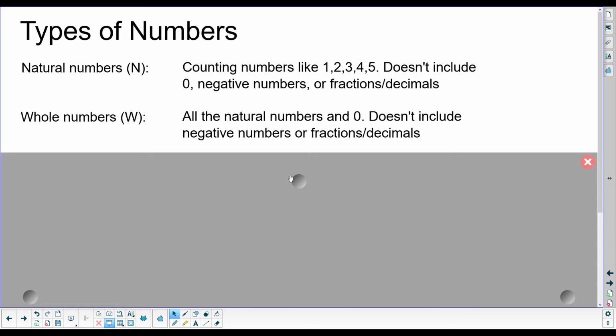So that number 0 is what's included in the whole numbers. So the whole numbers include all of the natural numbers plus the number 0. Okay, and the whole numbers are often referred to as W.